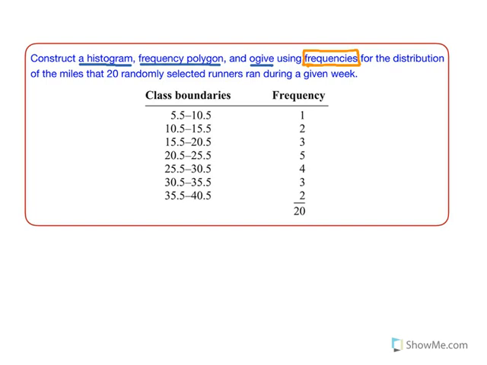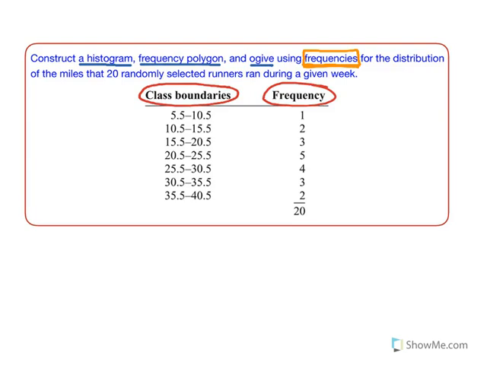For now you don't need to know relative frequency, just watch part two and you will see that it's the same question. The difference is that instead of asking about the frequencies and doing the graphs of the frequencies, you do the graphs for the relative frequencies. So the first thing we notice is we have the class boundaries here and the frequency of each class.